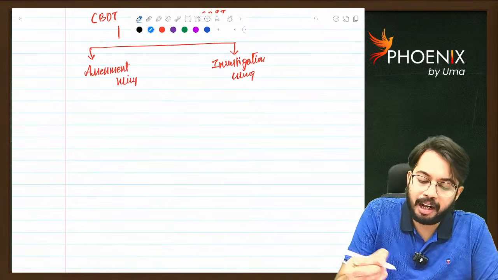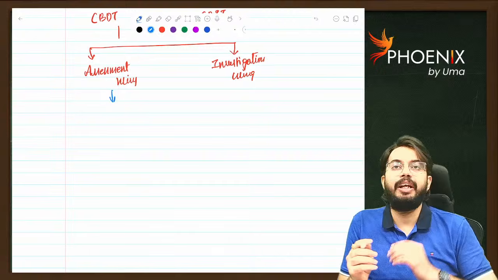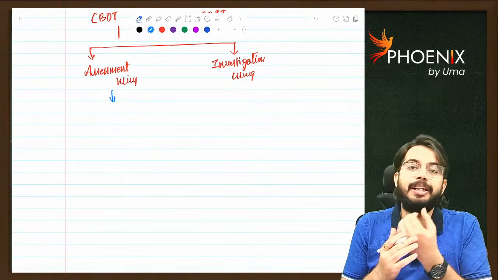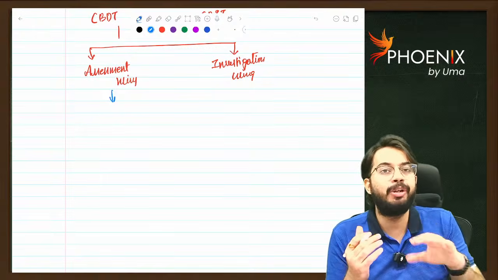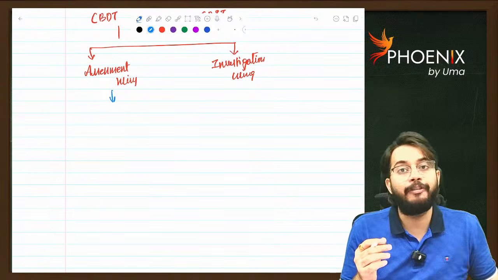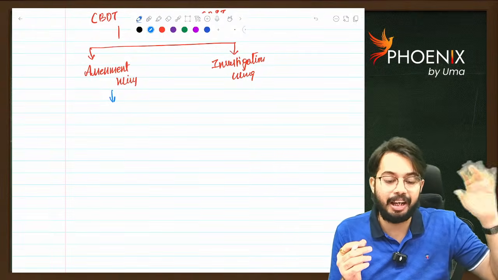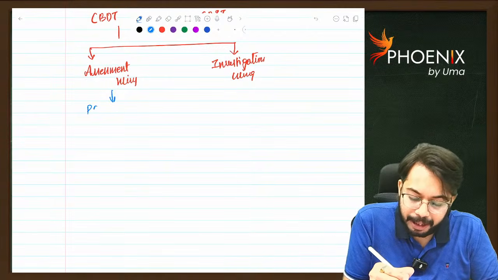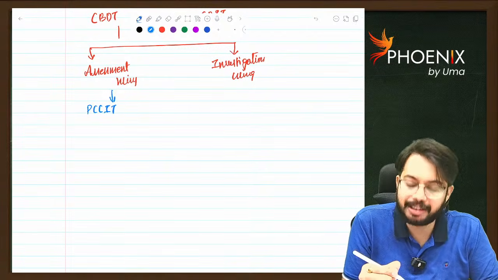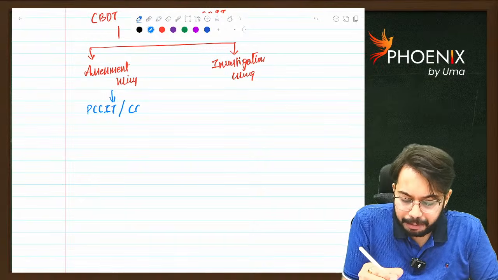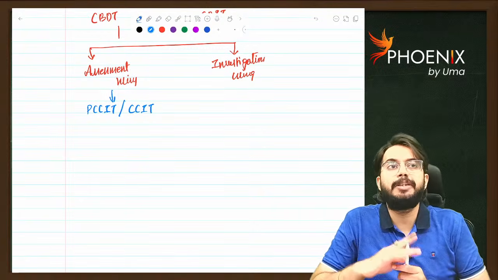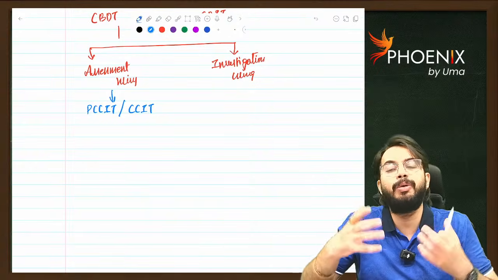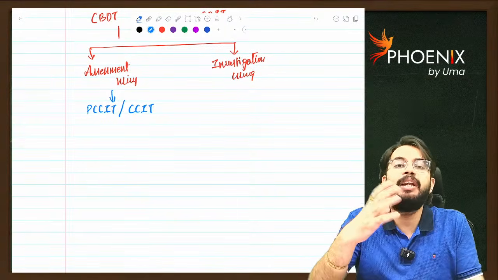Who are there under Assessment Wing? Under Assessment Wing, the biggest authority is the Principal Chief Commissioner of Income Tax. Of course, the top-notch authority is CBDT, but under Assessment Wing, the top authority is Principal Chief Commissioner of Income Tax and Chief Commissioner of Income Tax. See, both are of equal rank. Both hold the same powers except in one or two cases.